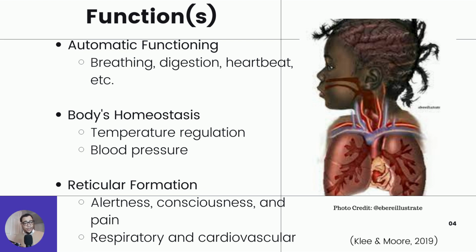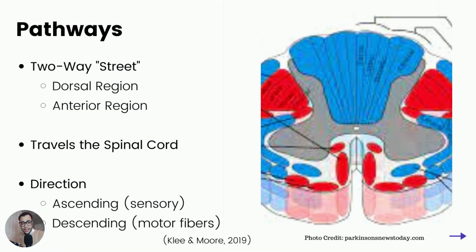So it does that temperature regulation, deals with blood pressure, and the reticular formation part of it as well deals with alertness, consciousness, and pain, as well as deals with the respiratory and cardiovascular systems. All right, last but not least is the pathways. Just understand how the signals travel in the central nervous system.